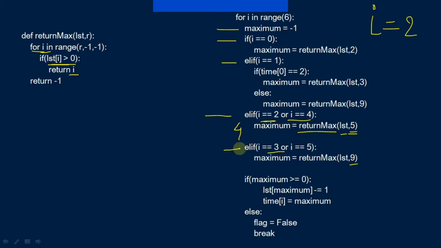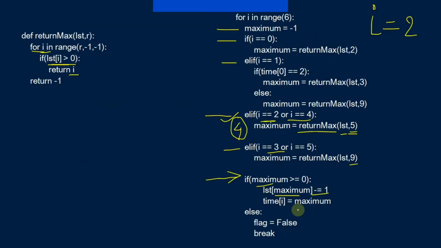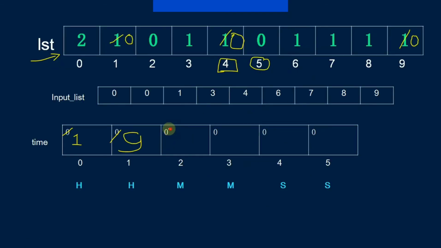So this condition will not be true because the earlier one has been executed. So we will come to this line. If maximum greater than or equal to 0, obviously maximum is 4, so it is greater than 0. So LST of maximum minus equal to 1. First of all we will decrement it by 1. Initially it is 1, so it will become 0. And again time of I equal to maximum. The I value is 2, so time of 2 equal to 4. So we will store 4 here.